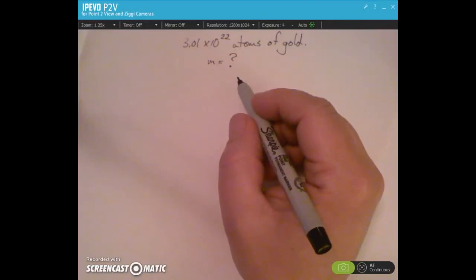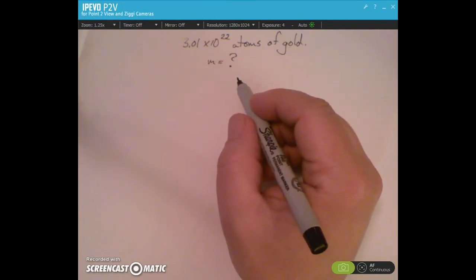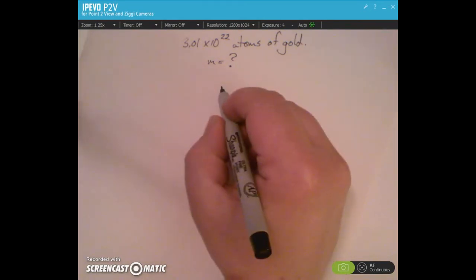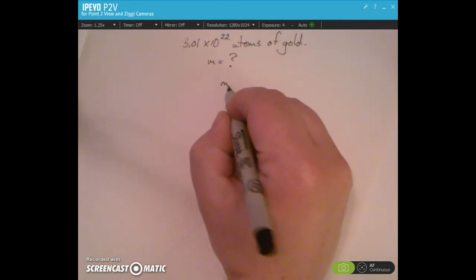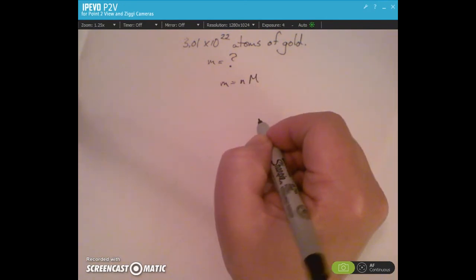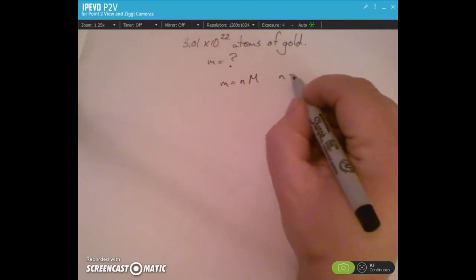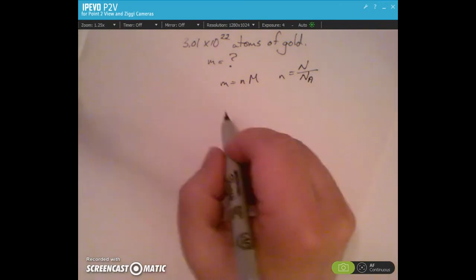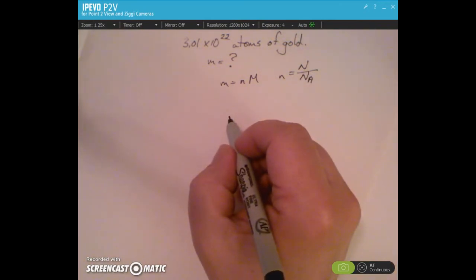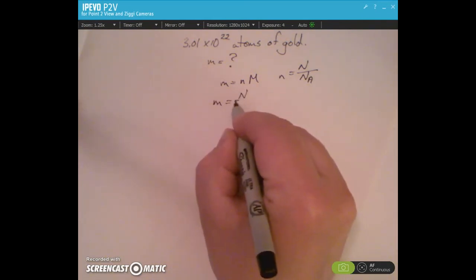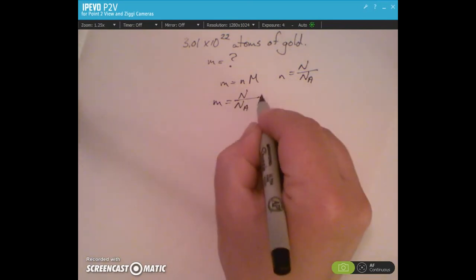So let's do that calculation to find out how many grams of gold are in the ring. We could do it stepwise, but for fun, let's do this in one step this time. So, what we need to do is find the mass. And we've seen that the mass equals nM, but n is also equal to the number of atoms divided by Avogadro's number. So the number of moles is the number of atoms divided by Avogadro's number.